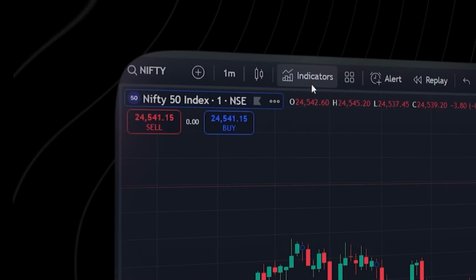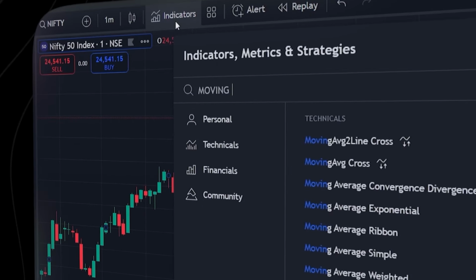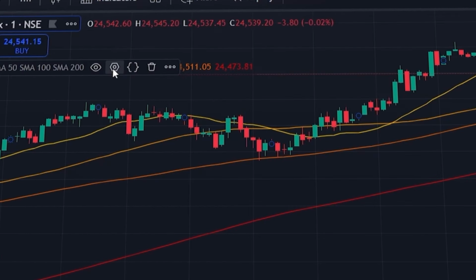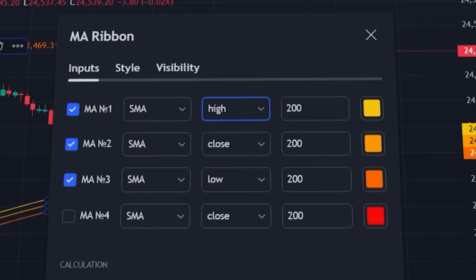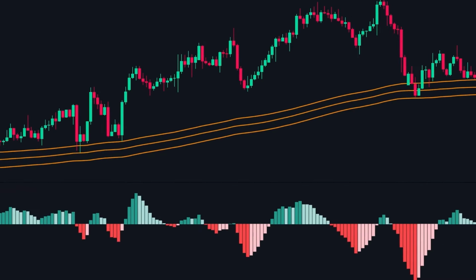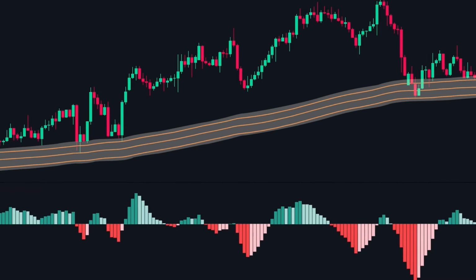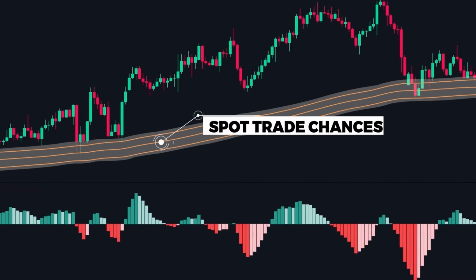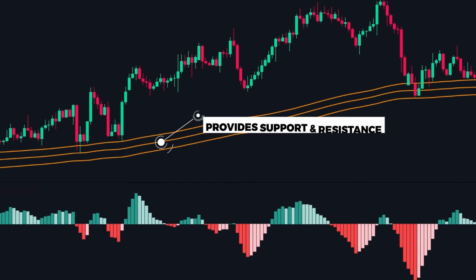Navigate to the indicators area, search for moving average ribbon, pick it, and alter the settings accordingly. Your chart should now resemble the following configuration. These moving average bands will help you spot trade chances when the price is trending. They will function as both support and resistance levels.